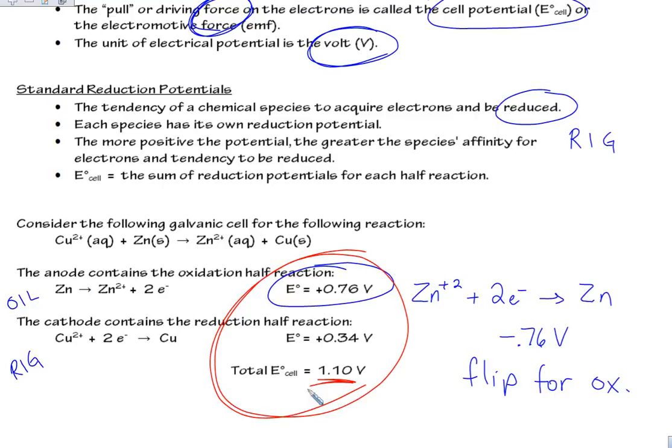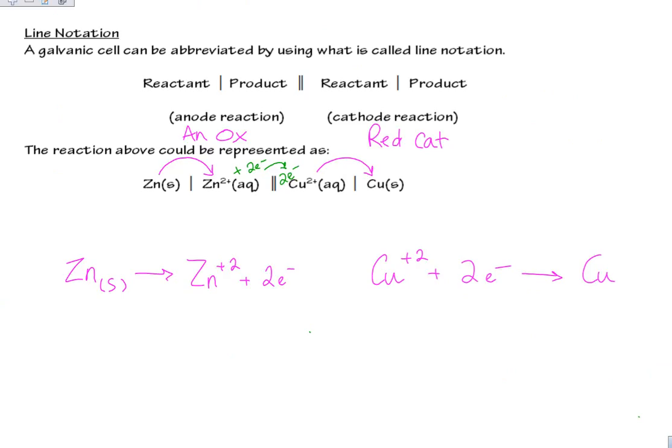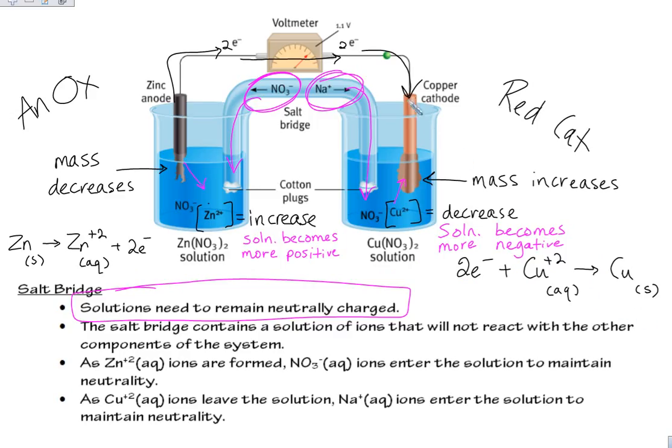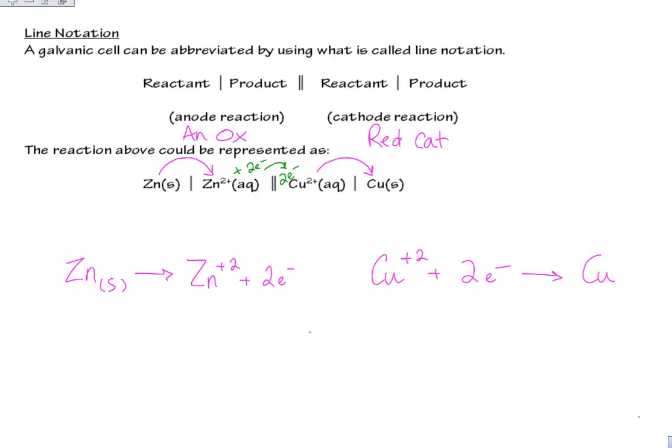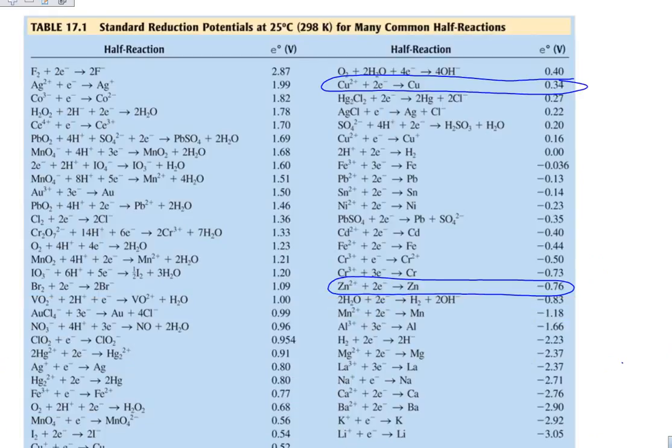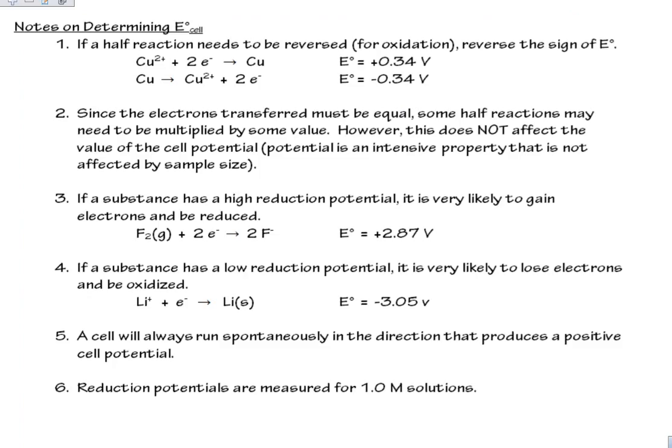So I don't know if you noticed, like earlier on when we were looking at this picture, on the voltmeter it says 1.1 volts. So if I set this up and I let it run for a little while, hopefully it reads someplace close to that 1.1 volts.